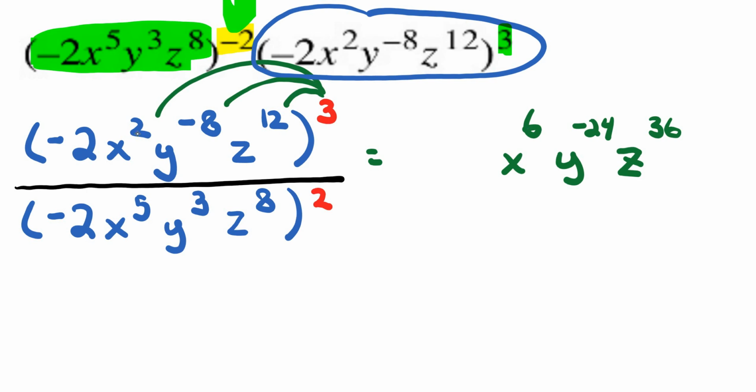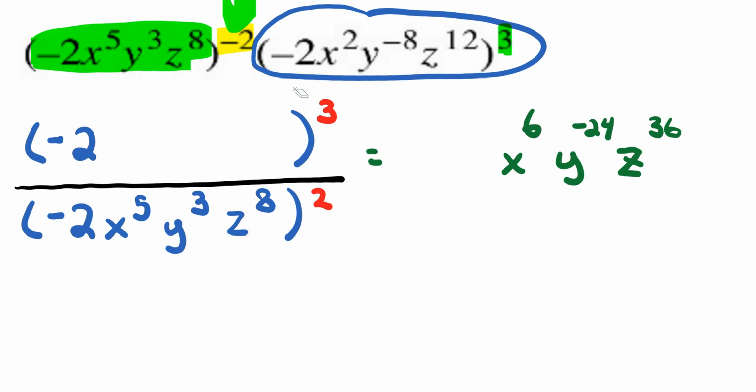Okay, and then I have, let me just kind of erase all this now. And if you look at this, I just have a negative 2 being raised to the power of 3, so that's negative 2 times negative 2 times negative 2, which is going to be negative 8.